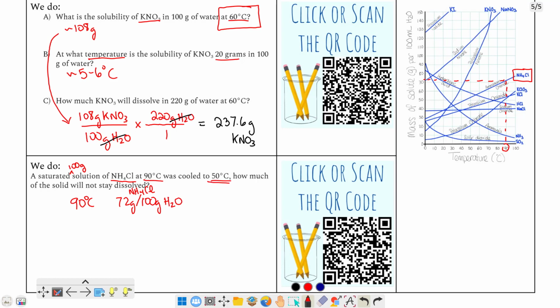So we're going to come back to the graph. We're going to go to 50, go straight up until we meet that line again. And remember, solids usually dissolve less well at cooler temperatures. And it looks like there, that's around, let's say, 53 grams per 100 grams of water. And so for this, we can just subtract those two solutes. And 72 minus 53, that works out to be 19 grams of NH4Cl will not dissolve.